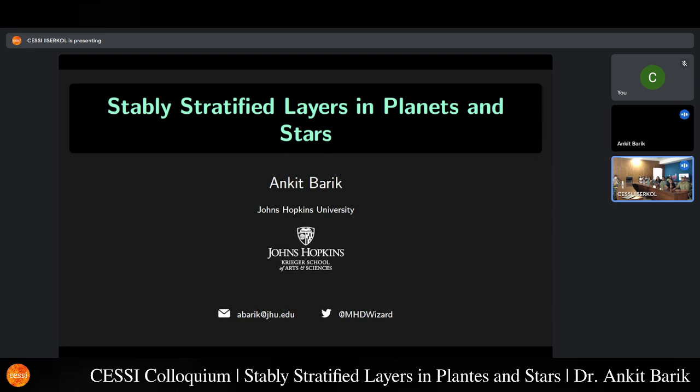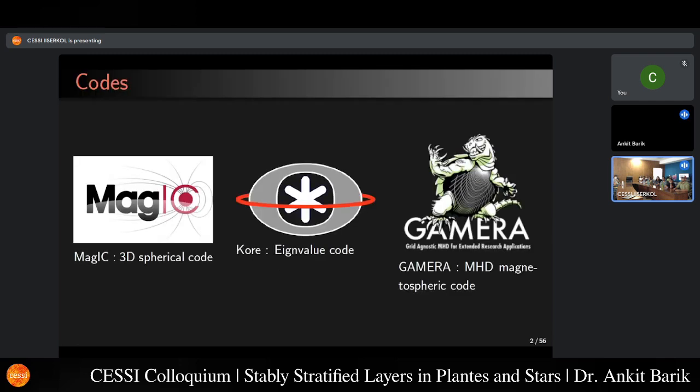Thank you for the nice introduction and also the opportunity to give a talk here. I'll be talking about stably stratified layers in planets and stars, which are pretty common to see. I'm a developer of a few different codes. The first one is MagIC, which I've been involved with the most. Recently, I got involved more with a code that can compute eigenmodes of the Stokes equation, induction equation, thermal equation, and so on. And lastly, I worked a bit on this beast of a code called Calypso, which is an amazing mega-scale code, which I worked towards adapting to applications.